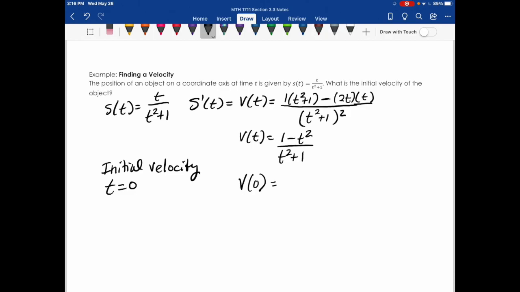So I want to find the initial velocity, which means I want to find the velocity at time 0. So I'm going to plug in 0, and I'm going to get 1 minus 0 squared all over 0 squared plus 1. And that's going to give me a 1 over 1, which is 1. And so since we don't have the units here, I'll just write distance per unit of time. And just write it in terms of generic units so that we know what it represents.